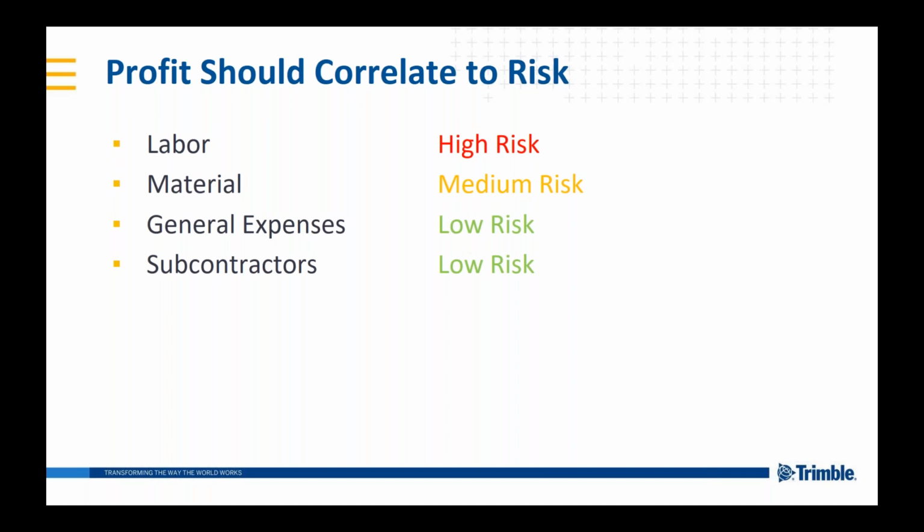Material, a medium risk. As long as you didn't miss any material on the job, you should be pretty good with that. General expenses, pretty low risk. And your subcontractors, those that you know and you work with over time, you've got a great track record with them, you should know each one of them, and that should be a pretty low risk as well.